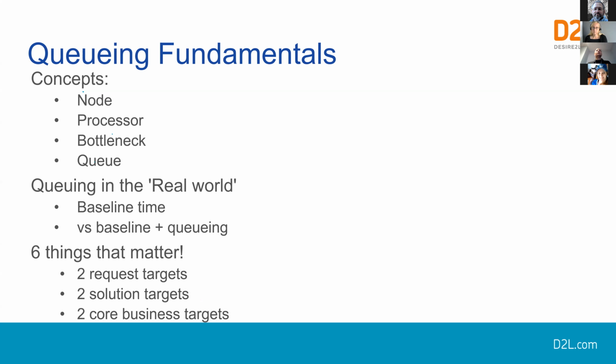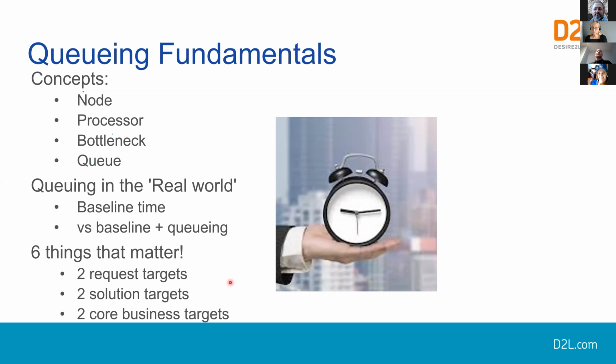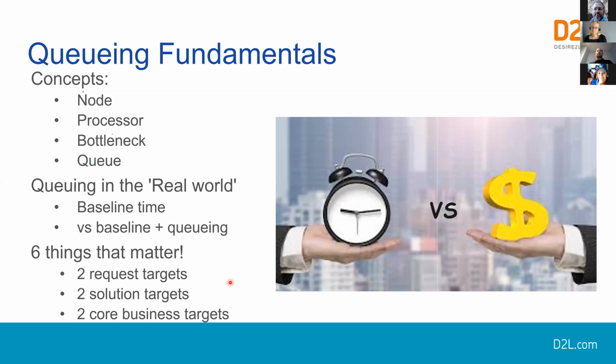On one side, we have time on the customer side. And on the other side, which is the server side, we have the processing power, which I will translate. What it means is cost to solve the issue on the business side. And this is how we get 2 core business targets to consider in balance.